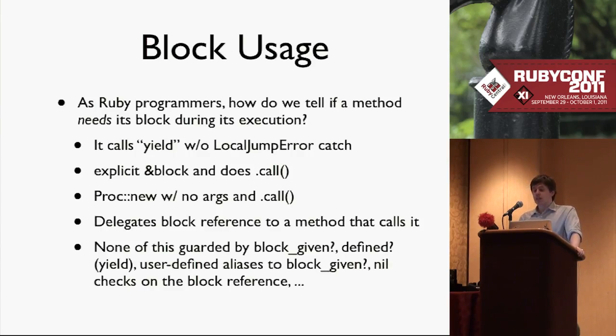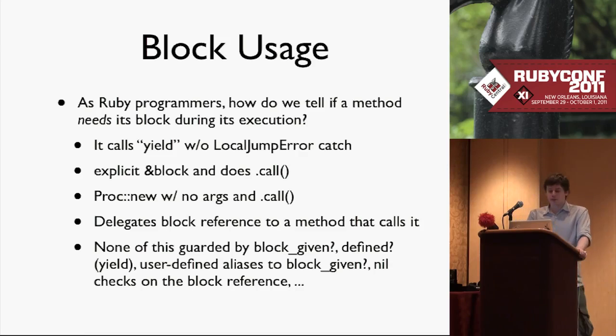So, as Ruby programmers, how do we tell if a method needs its block during its execution? When we look at a method, how do we tell that? Well, if it calls yield, either not in a block_given? type conditional, and without catching a LocalJumpError, or one of its super types. Yeah, that's when I first discussed this idea. Someone said, "Oh, what about catching LocalJumpError?" Well, I had to account for that. Yeah, exactly. There are things that it can't do.